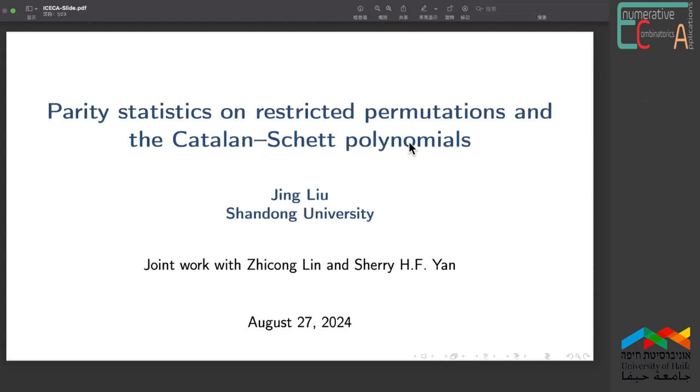This work focuses on some pair statistics on arbitrary permutations and the Catalan-Schett polynomials. It's a joint work with my advisor Zhicong Lin and Sherry Yan.